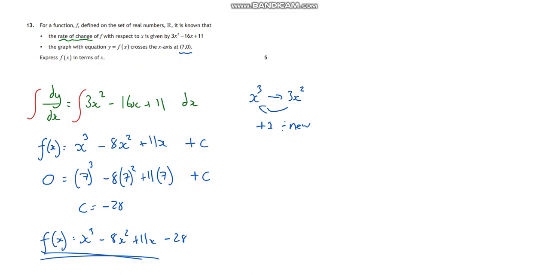Okay, so hope that was helpful. Nice little 5 marks in the end. And like I said, there's 3 marks available just for the first bit alone.